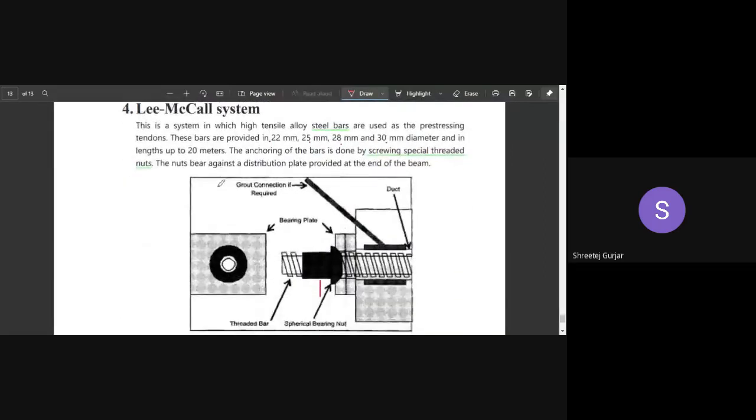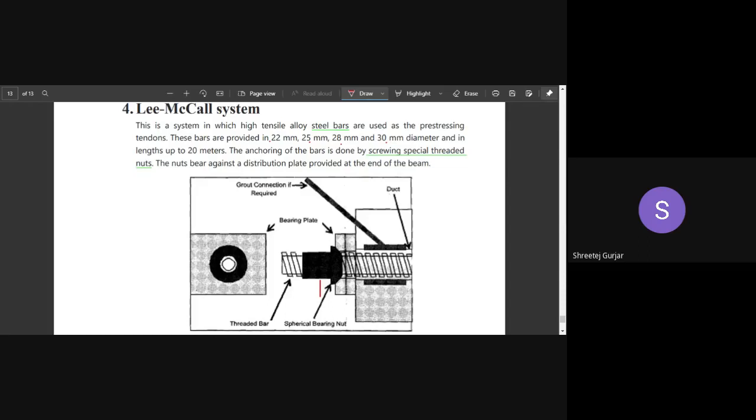In the Lee McCall system, we do not use any steel wires or steel strands. This system is specifically for steel bars, with diameters ranging from 22 mm up to 30 mm. Since these diameters are large, we can have threads on them, like you have on a screw. The same way you have threads on your steel bar. You can see at the ends threads are provided.